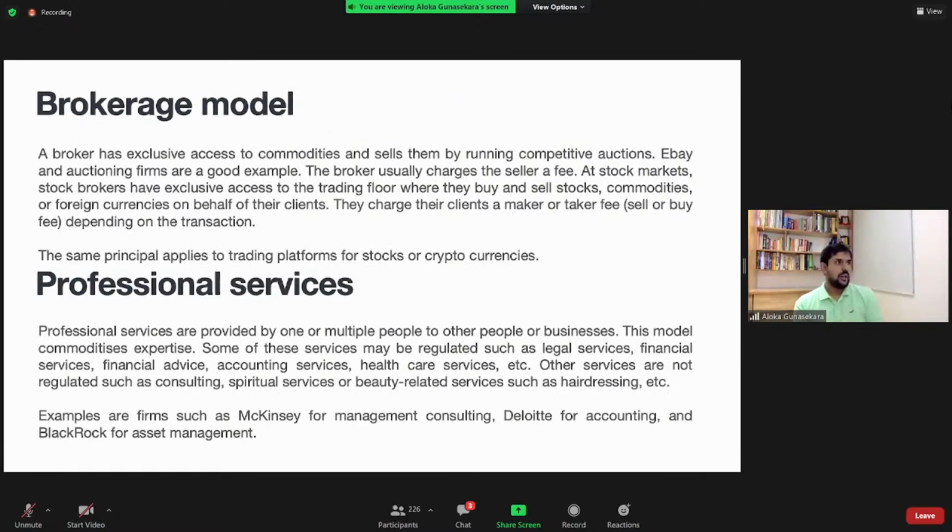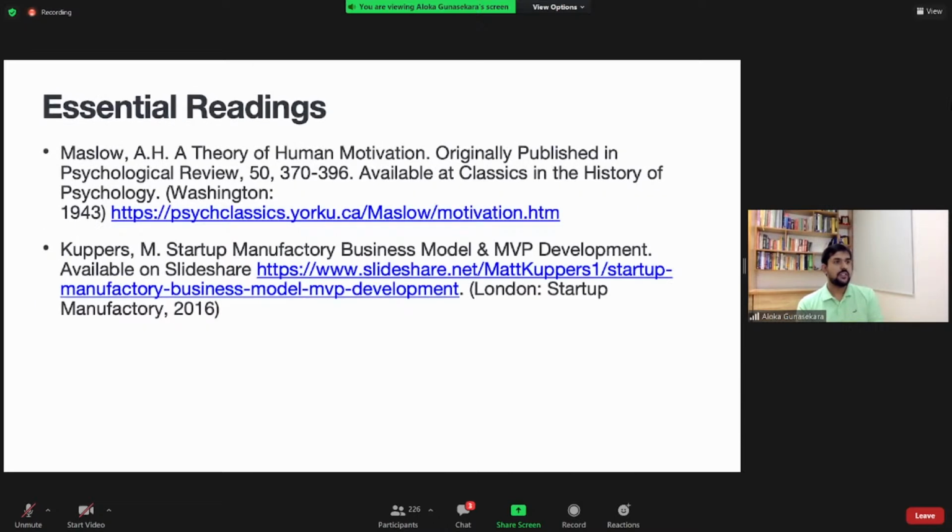Then you have brokerage models, professional services, and so on and so forth. Brokerage models, it's essentially someone who helps me to buy something, and then he or she actually earns a broker's commission out of it. Professional services are where people provide professional service to others, like legal services, financial advice, accounting, and so on and so forth.